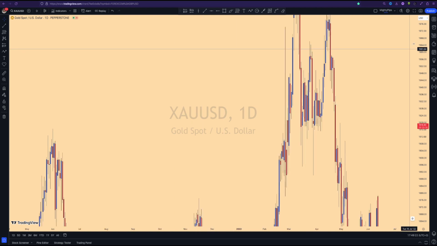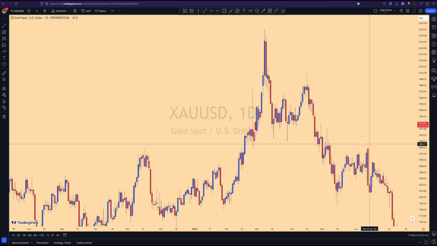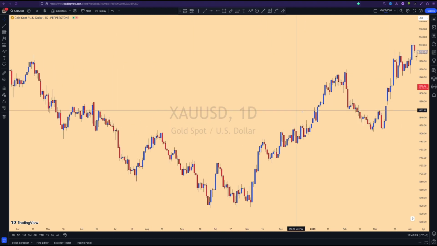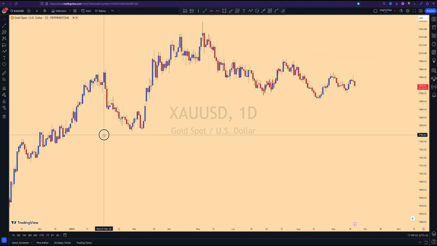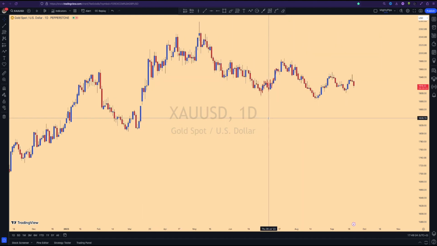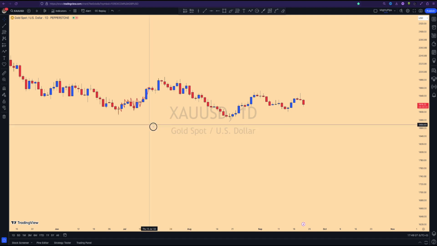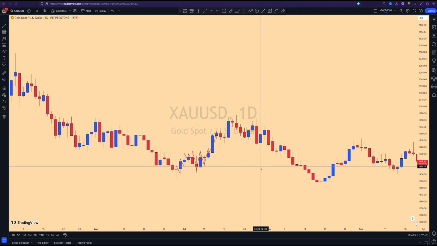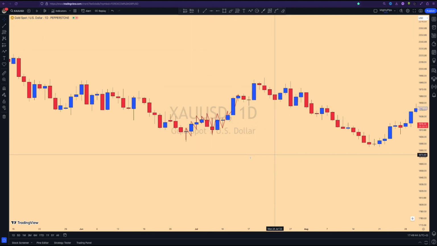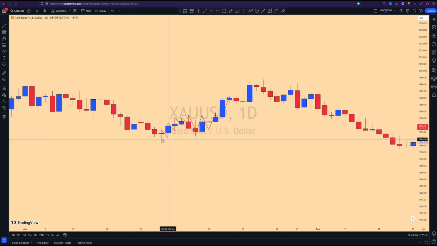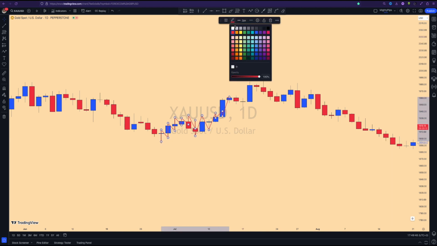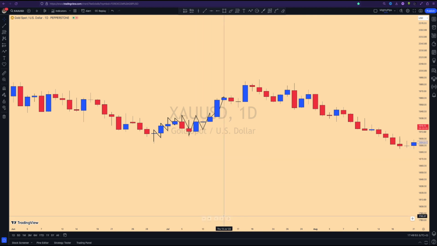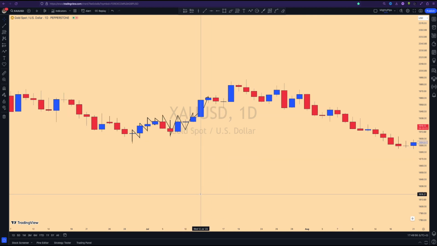Okay, now on the daily chart, I want you guys to pay attention. This is the structure which we drew on the 1 hour chart. Now, I just want to show you what this does. I don't know if this color is clear, but now you can see the structure here. I hope you guys can see this.